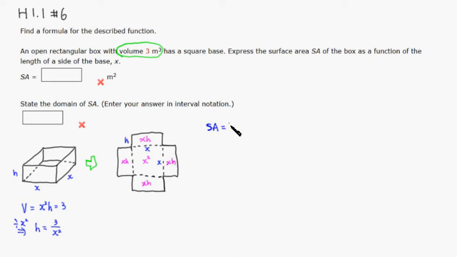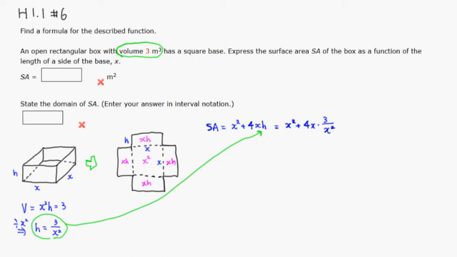So the surface area is going to be simply the base, x squared, and there are 4 of these xh. But we want to express this in terms of just x, so we have to get rid of h. We know how to write h in terms of x, so we can just plug this right in here. That way we'll have x squared plus 4x times, so h is the same thing as 3 over x squared.